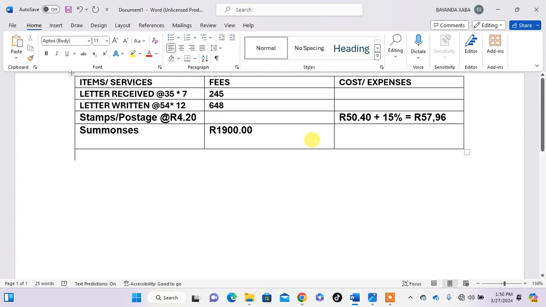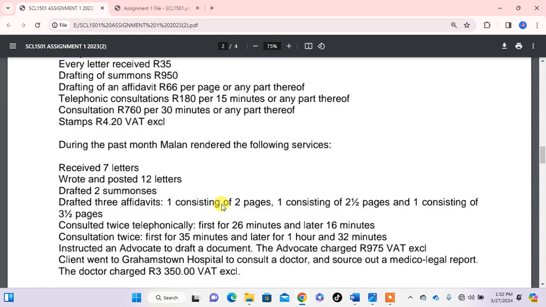He drafted 3 affidavits, one consisting of 2 pages, one consisting of 2.5 pages, and one consisting of 3.5 pages. They made it clear that the drafting of an affidavit is 66 rand per page or any part thereof. It means any part after the 1 page, whether a half page or a quarter page, amounts to a page. 1 1/4 pages amount to 2 pages. Even when there's only 1 letter on the second page, it's 2 pages.